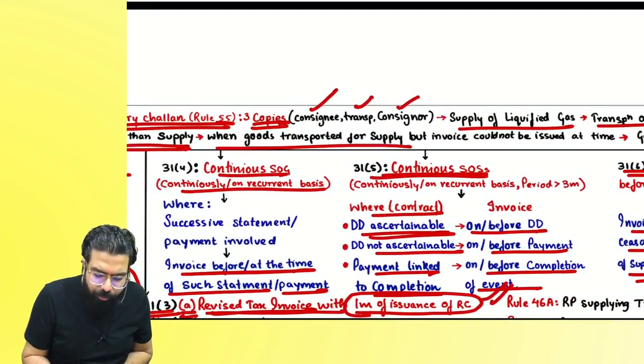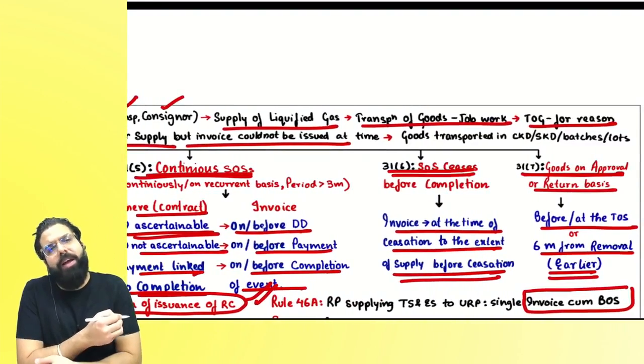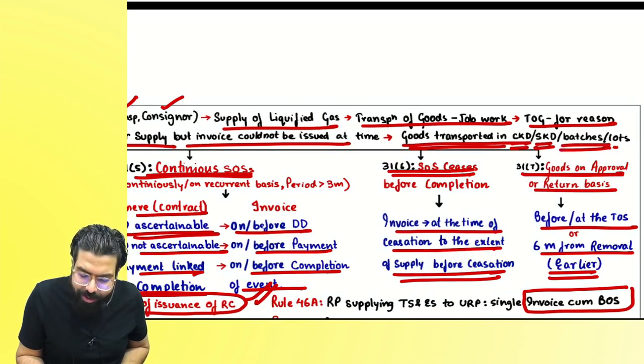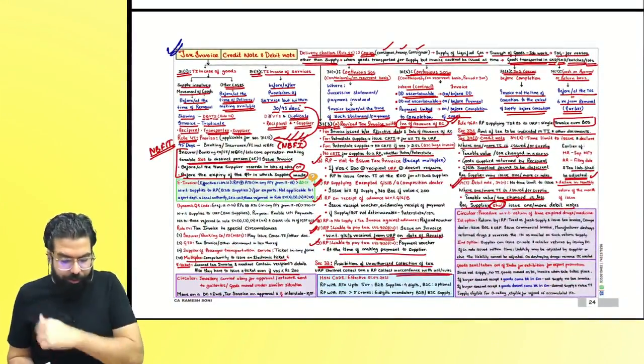Sir, when goods are transported for supply but invoice could not be issued at that time, then you can send along with a delivery challan. Sir, when the goods are transported in complete knockdown, semi-knockdown or batches or lots, then in that scenario also delivery challan can be used.